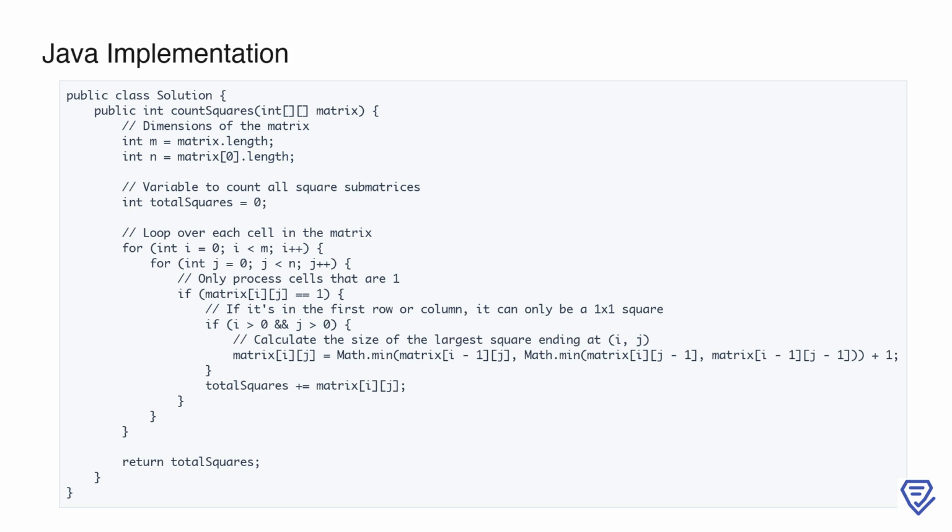The logic mirrors the Python implementation, leveraging a dynamic programming approach. Java-specific differences include type declarations, use of the Math.min method for minimum calculation, and standard Java class structure. The solution iterates through the matrix, updating each cell to represent the size of the largest square submatrix ending at that position. The final count is accumulated during this process, ensuring an efficient O(m*n) time complexity.